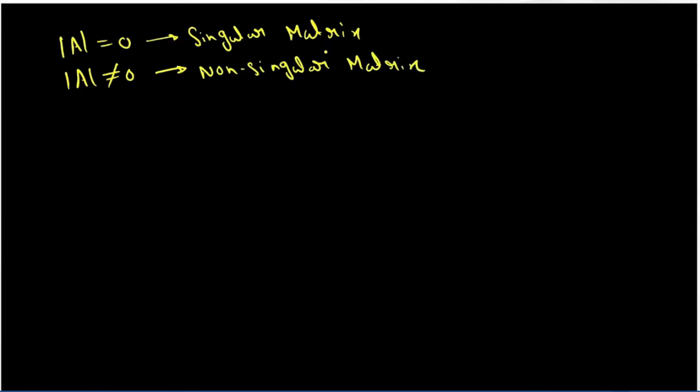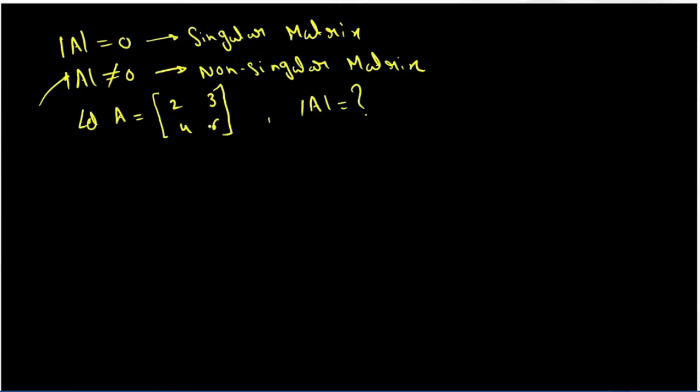But here the question arises how we can calculate this determinant. So in this lecture, I will teach you the procedure to calculate the determinant of any given matrix. For example, suppose I have a matrix A, 2, 3, 4, 6, and I want to calculate the determinant of A.